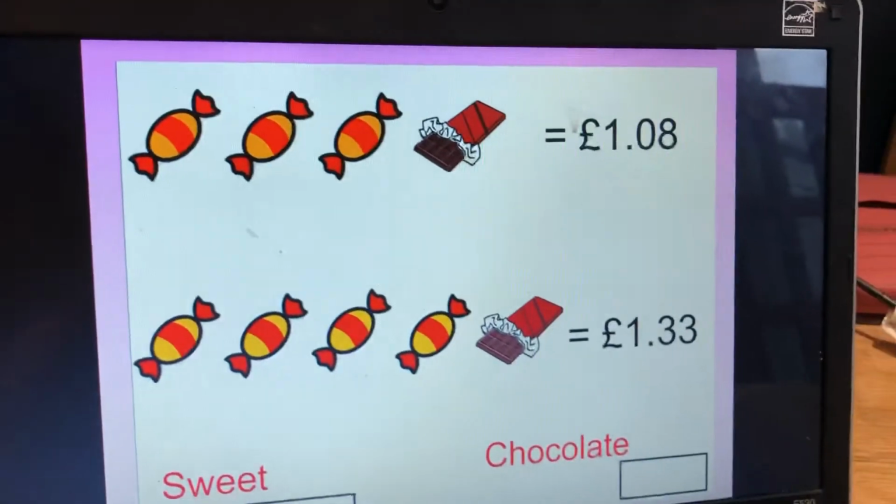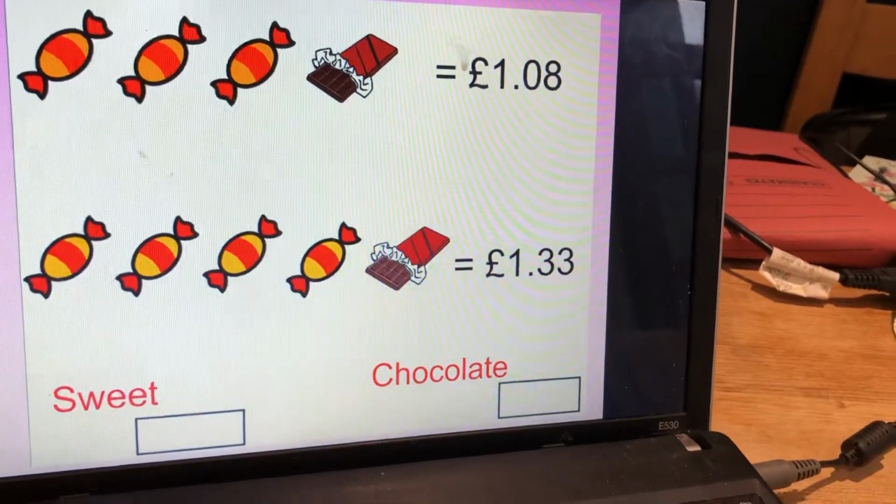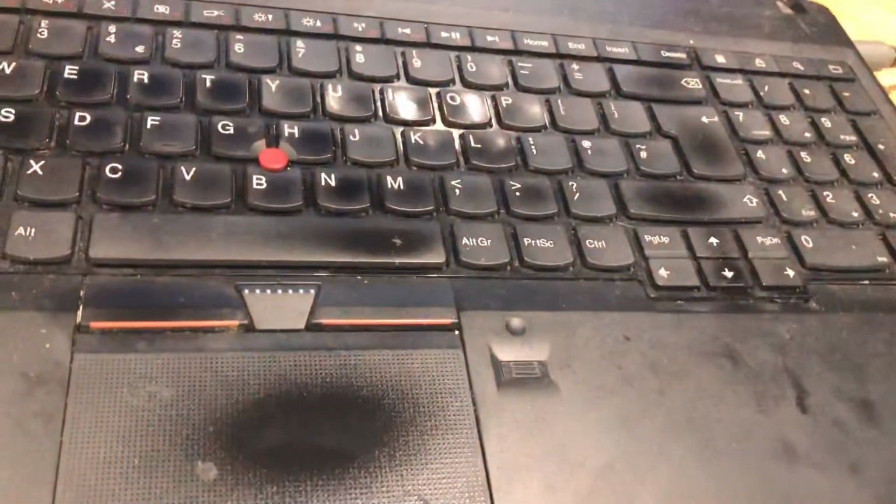Again, either do it in your head, or if you've got more tricky numbers, it's not worth risking it. Do a quick little jotting. So our difference is 25p. So therefore we think that 1 sweet equals 25p. So write that down again. We think a sweet is 25p.